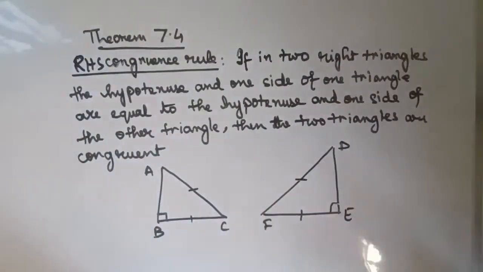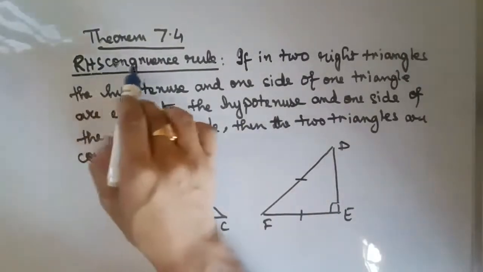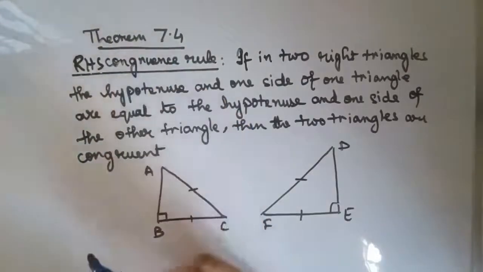Next criteria for congruence of triangles is RHS Congruence Rule. That is right angle hypotenuse side congruence rule, which is stated as Theorem 7.4 in your textbook. The statement of the theorem says if in two right triangles, the hypotenuse and one side of one triangle are equal to the hypotenuse and one side of the other triangle, then the two triangles are congruent.